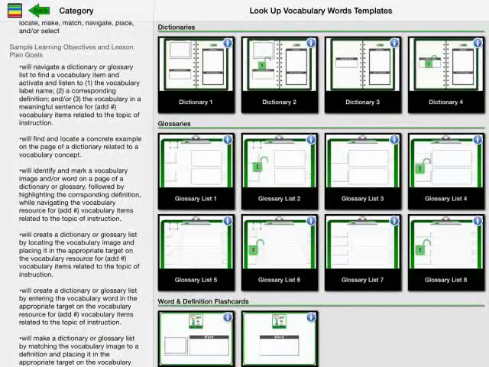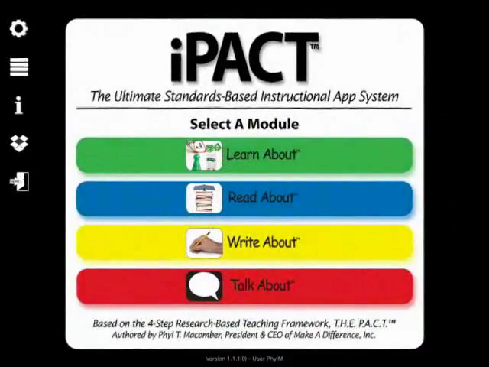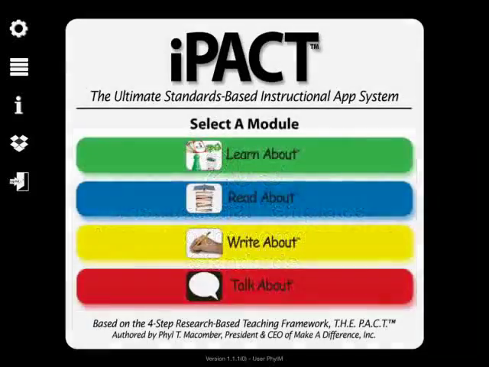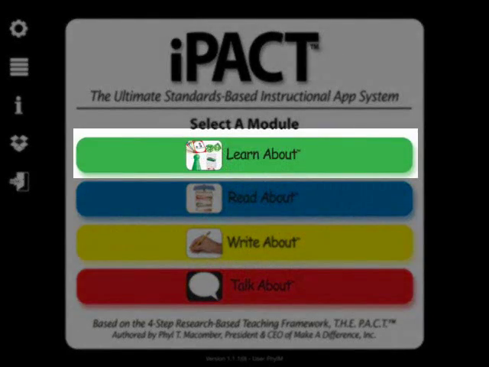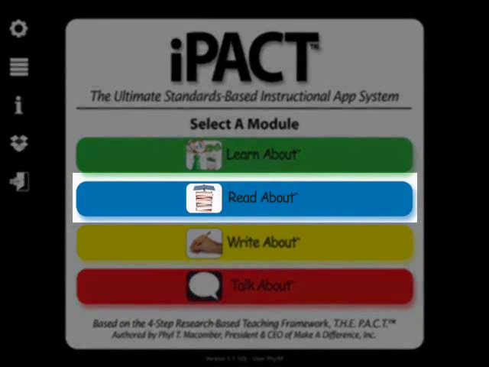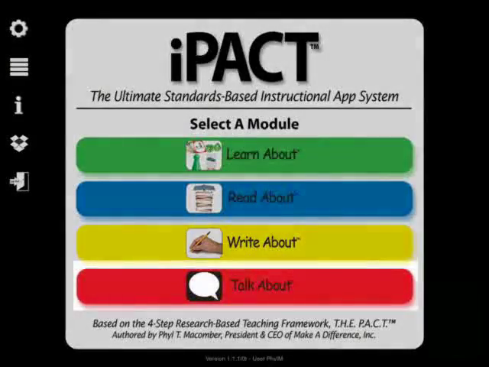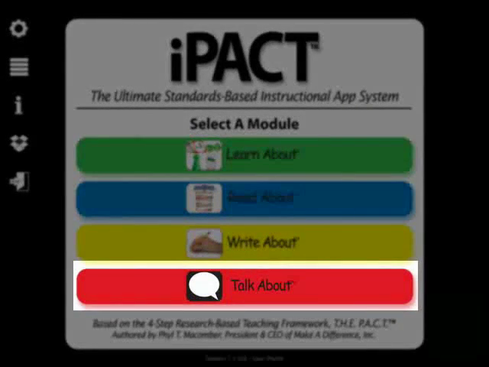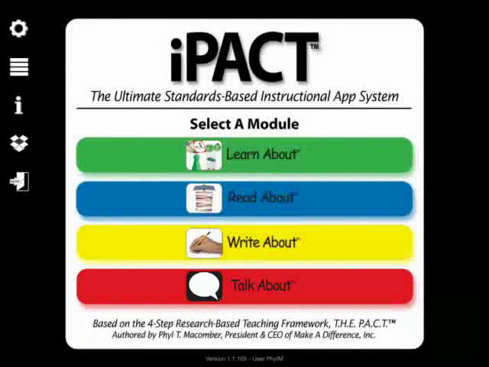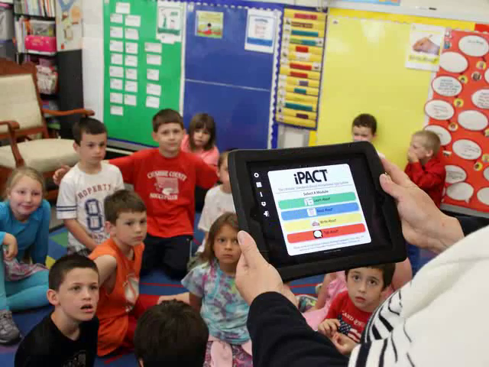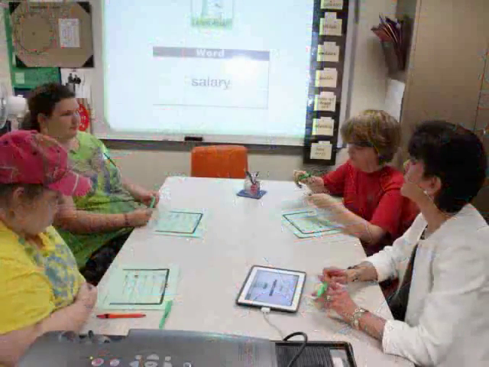The iPACT app system offers you all of this and more in 205 instructional templates systematically aligned to the Common Core standards to teach vocabulary in the Learn About module, build comprehension of informational text and literature in the Read About module, access brainstorming and composing writing activities in the Write About module, and support and enhance more formal speaking skills in the Talk About module. The iPACT app system gives you the what, why, and how of UDL instruction so that you can reach and teach each learner of any ability.